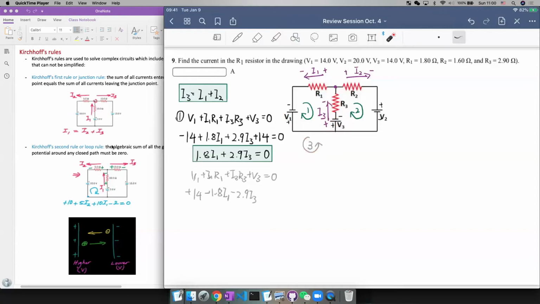And then we look at the final component, the V3. And this time we go from positive side to negative side. So now this time V3 is a loss. We have minus 14. Again, let's simplify this. So 14 minus 14 equals 0. And then we have negative 1.8 I1 and negative 2.9 I3. So it is still the same equation like we just derived.